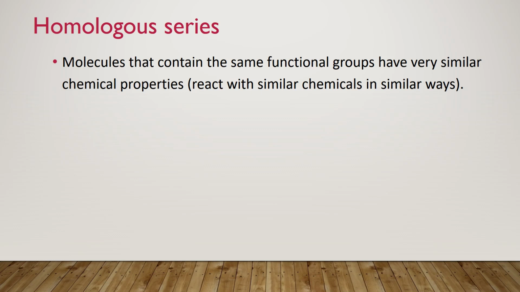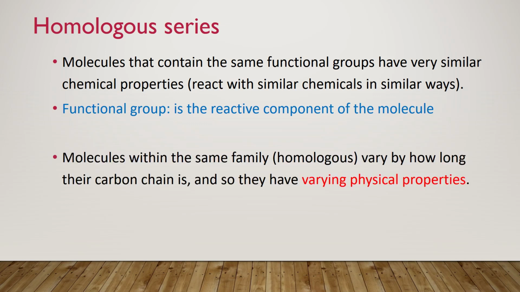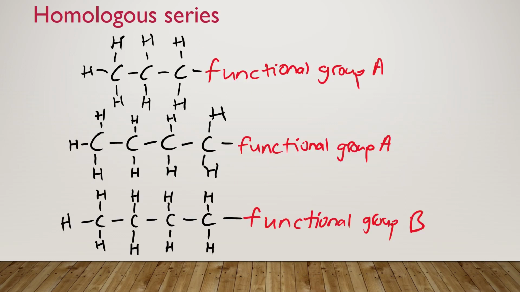Molecules that contain the same functional groups react in very similar ways. That makes sense because the functional groups are the reactive sites on a molecule. So if a certain group of molecules all have the same functional group, then we would expect they have similar chemistries, so they react with other similar chemicals. What differs within the same family is how long their carbon chain is. They all have the same functional group, but they have differing size molecules.